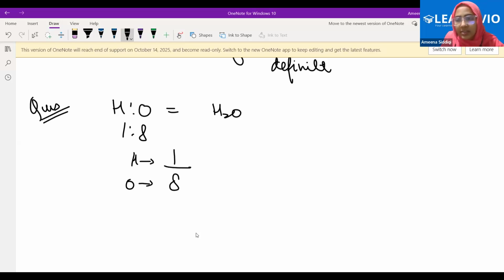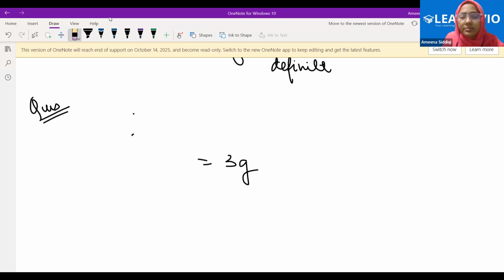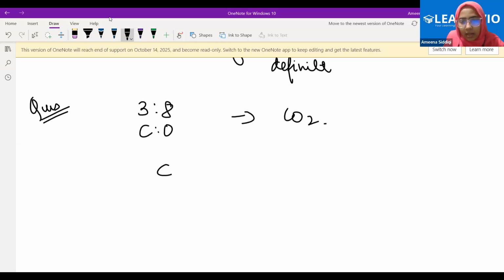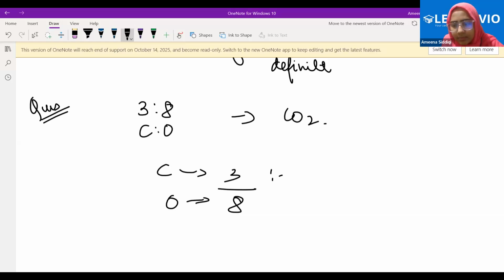What mass of hydrogen is given? 3 grams. Sorry, we are using it for carbon dioxide. Just 1 second. What is the ratio for carbon dioxide? Carbon and oxygen, what is the ratio? 3 and 8. 3:8. Carbon is to oxygen to form carbon dioxide. Carbon 3, oxygen 8. What is the mass for carbon given? Carbon is 3 grams.